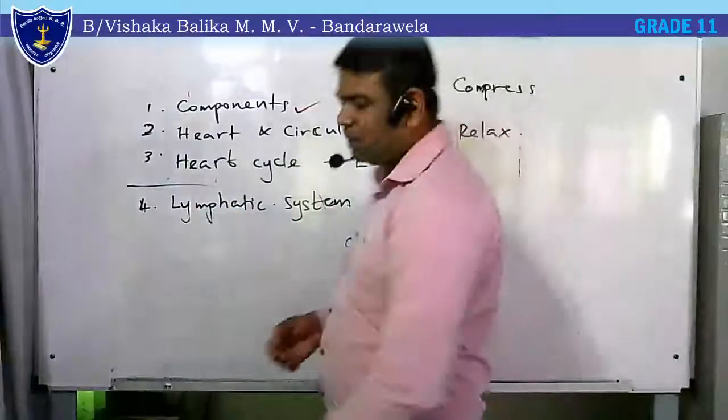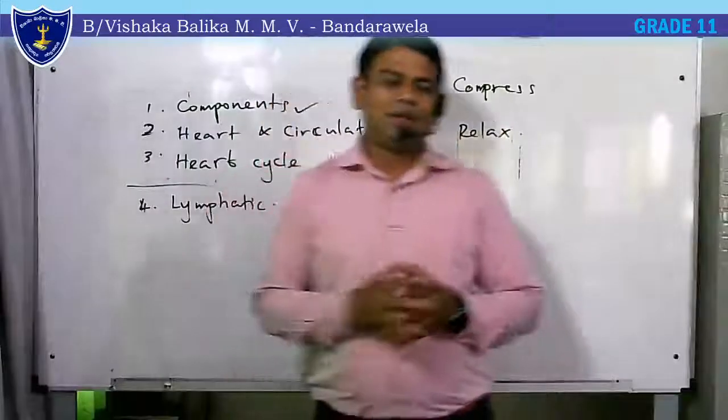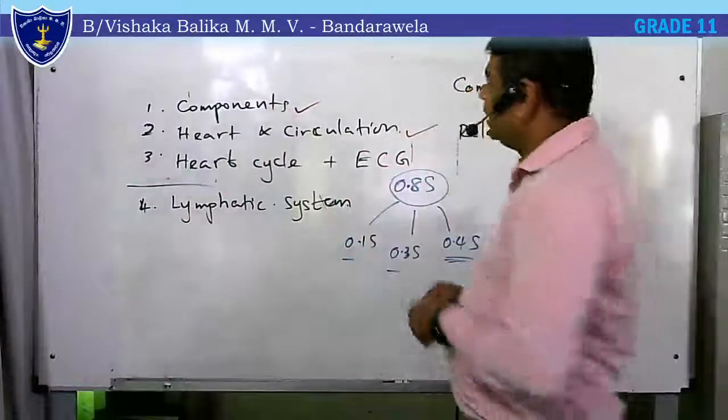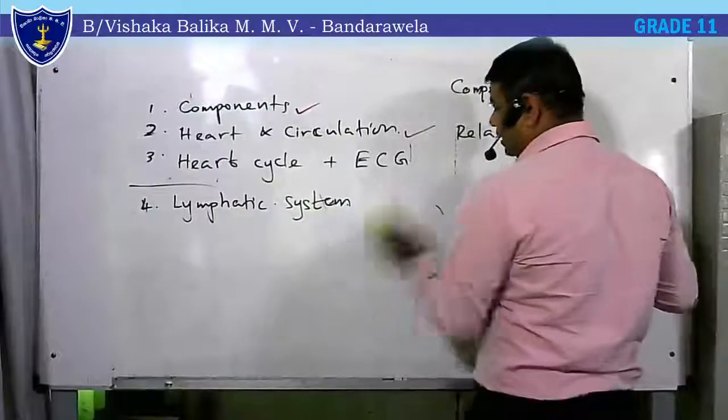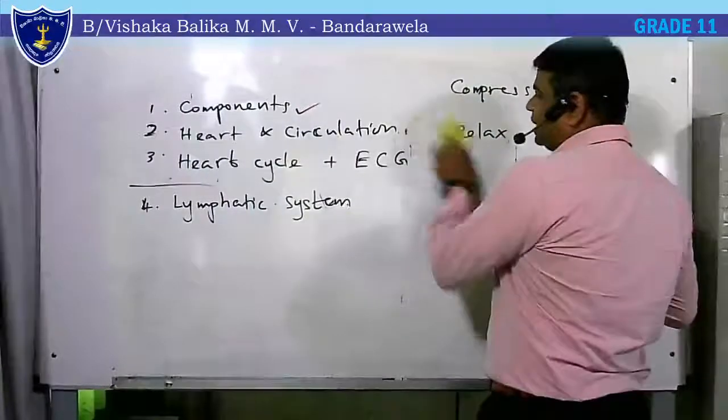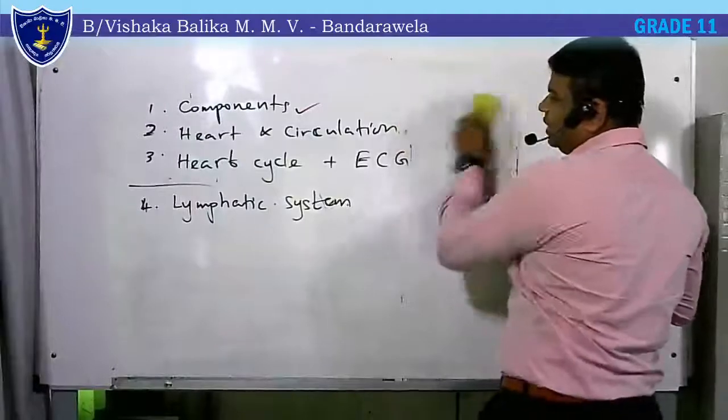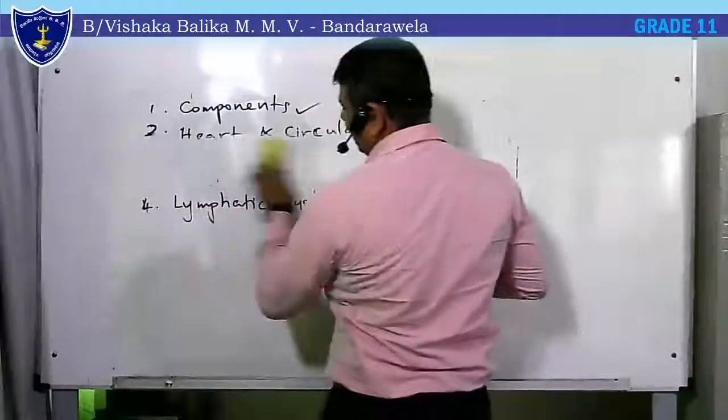Lymphatic system. What is the lymphatic system and what is lymph? The lymphatic system is not a major system. We learned that there are 11 systems, but 8 are special, or 8 are particular out of that.